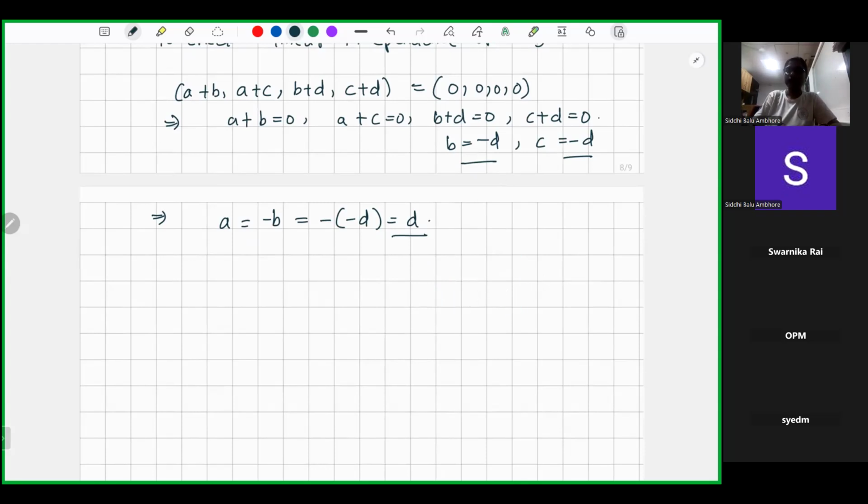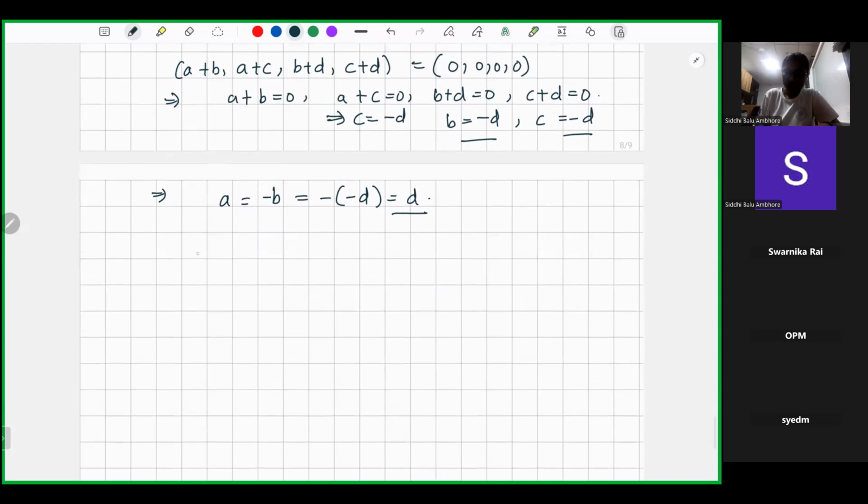When we have this, from here also we are getting C is equal to minus D from the A is equal to D equation. So what I have at the end is A is equal to D, B is equal to minus D, C is equal to minus D, where D is in R.